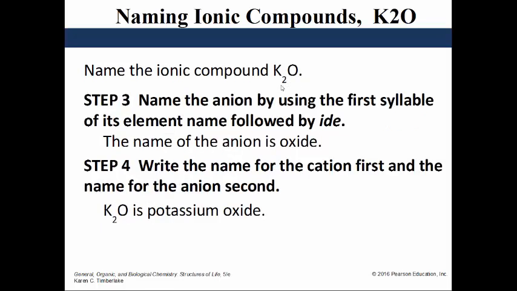Alright, because we're forming an ionic compound, the name would not be oxygen. You would drop the ending of oxygen and turn it into oxide. And then step 4, we put all that stuff together. Middle part goes first, potassium, then oxide.